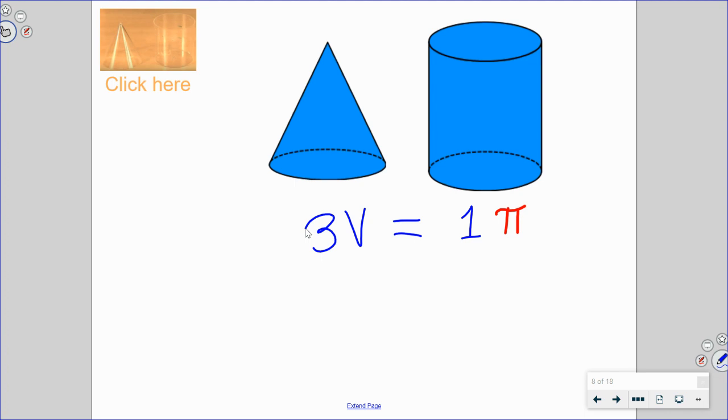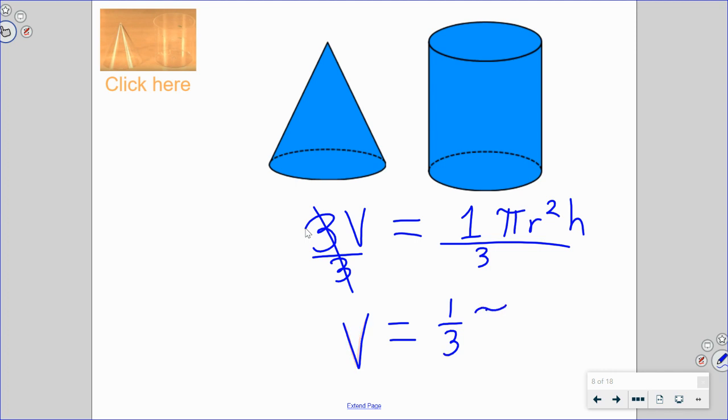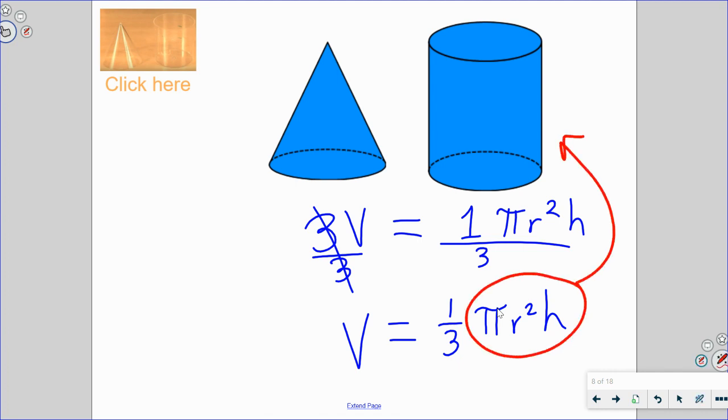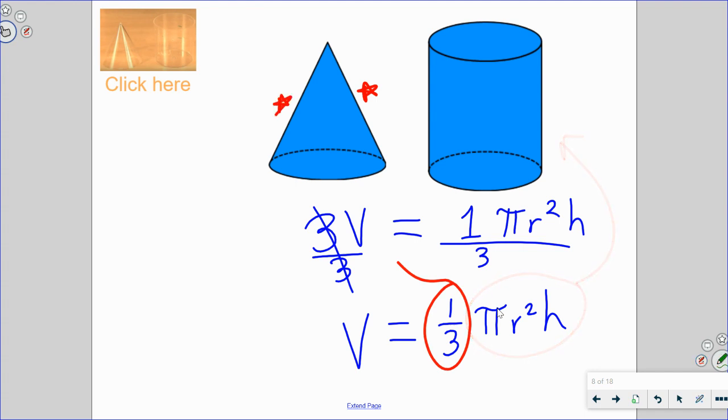Maybe I should just write pi times radius squared times height. But if I just want to know a single cone and its volume, we go ahead and divide both sides by 3, excuse me. So if you find the surrounding cylinder and then you cut it up into 1/3, you will then have the volume of any circular cone that you would like.